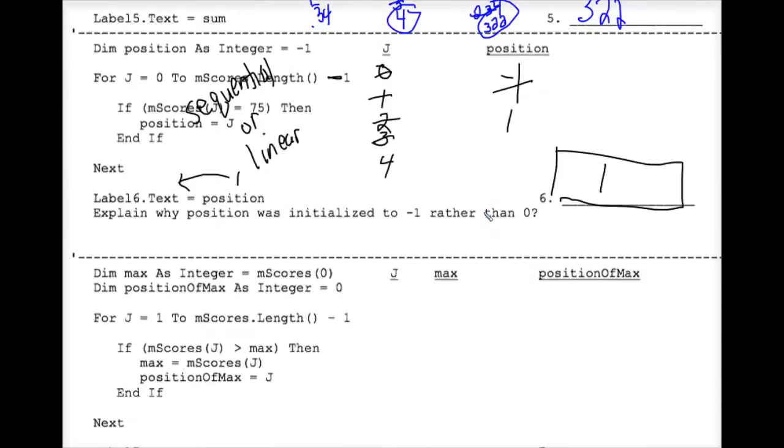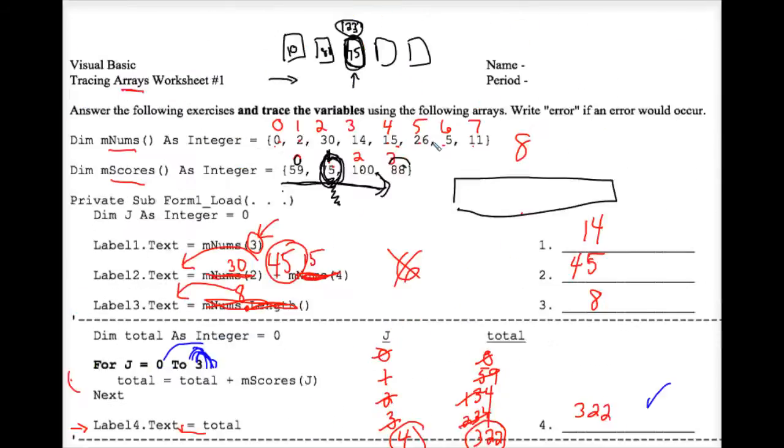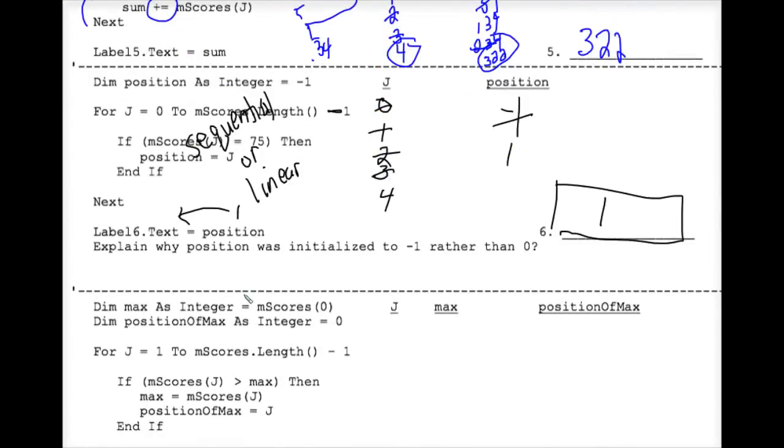Okay, real quickly, the last one, I'm going to fast forward here. In this case, we're looking for the max. So max is equal to m scores 0. M scores 0 is a 59, so I am putting a 59 into max. Then position of max is equal to 0. J starts at 1 instead of 0, and m scores length minus 1 is 3 again.